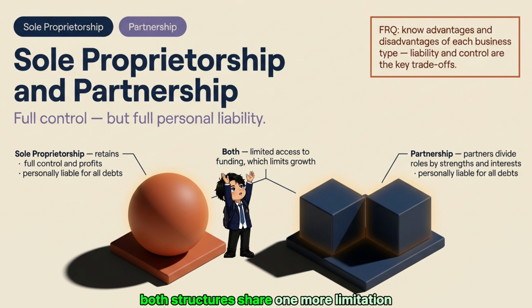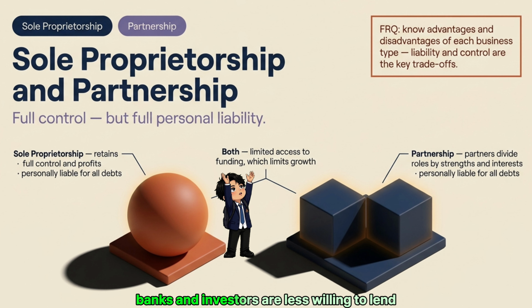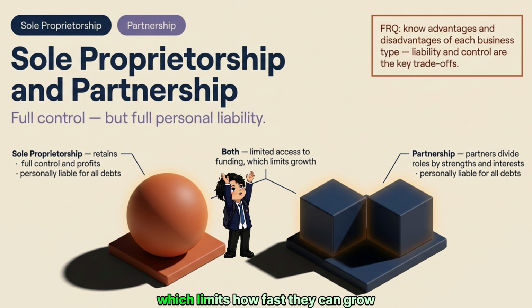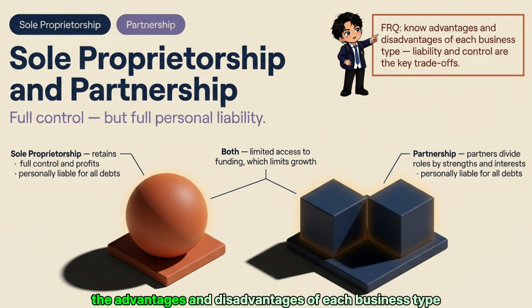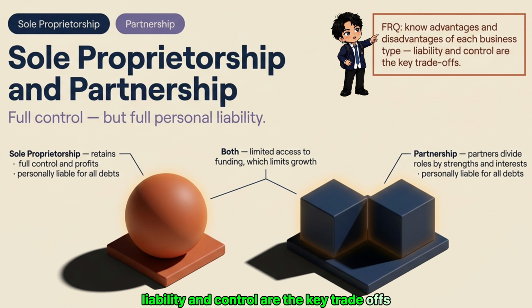Both structures share one more limitation: limited access to funding. Banks and investors are less willing to lend large amounts to unincorporated businesses, which limits how fast they can grow. FRQ alert. Know the advantages and disadvantages of each business type. Liability and control are the key trade-offs.